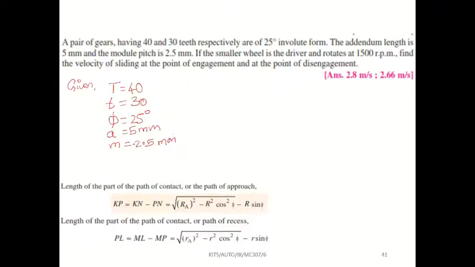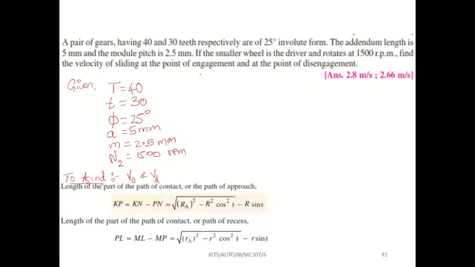The smaller wheel is the pinion. The pinion rotates at, let us keep pinion as N2, 1500 rpm. What we have to find out? We have to find out the velocity of sliding, that is, the velocity of sliding at the engagement and the velocity of sliding at the disengagement. This is what we have to find.